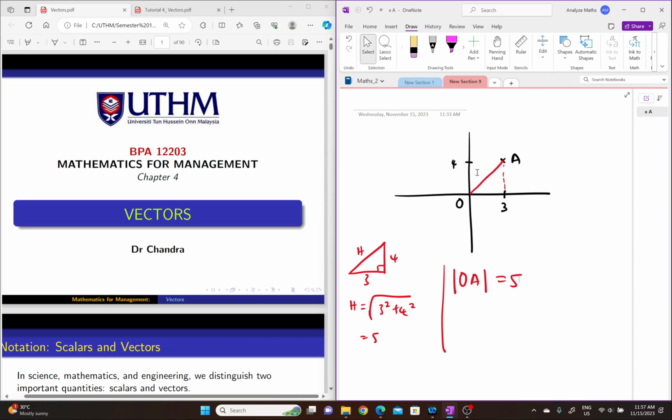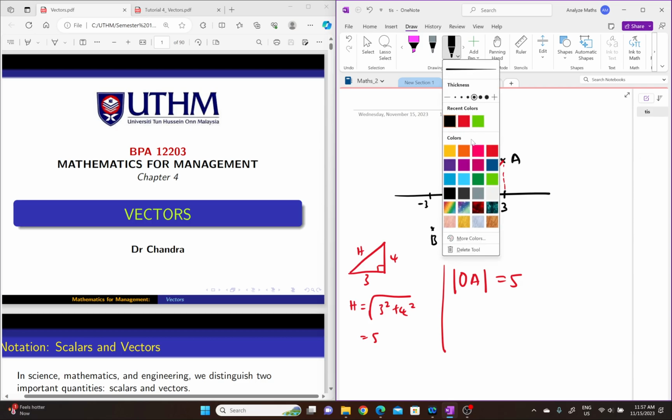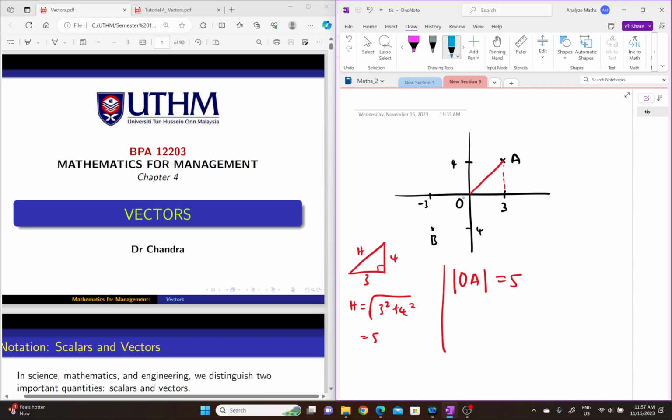Now if I put another point here, which is B, this can be -3, this can be -4, and if I draw another line here, that's going to be OB. If you find the length using Pythagoras theorem, again you're going to get 5. So the length of the line is 5.